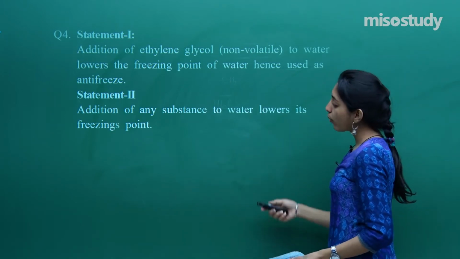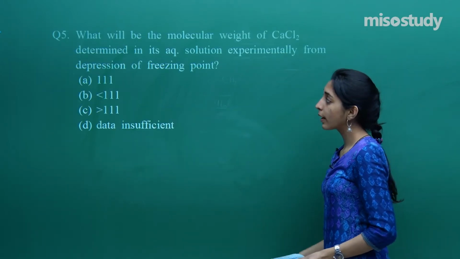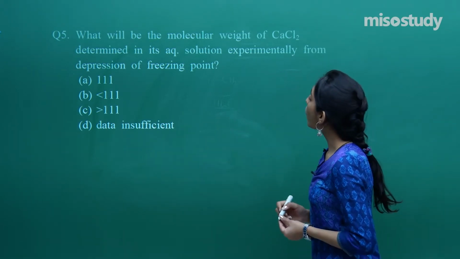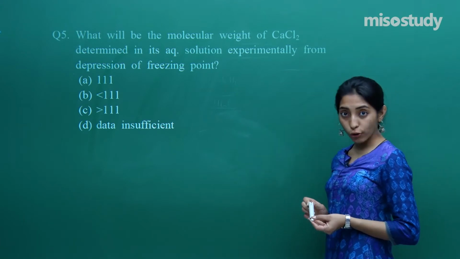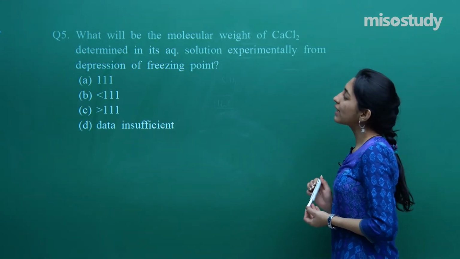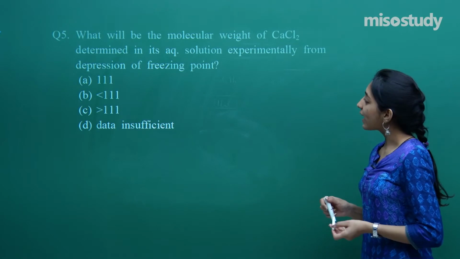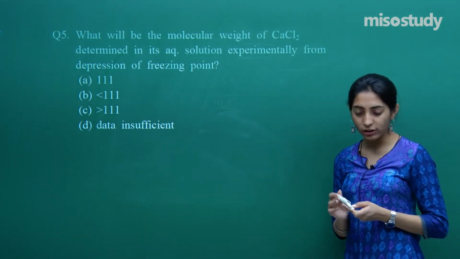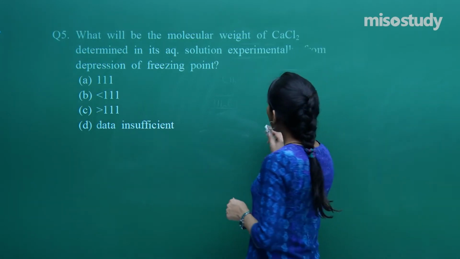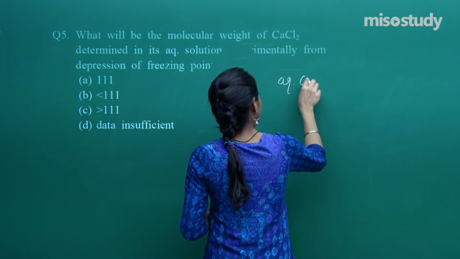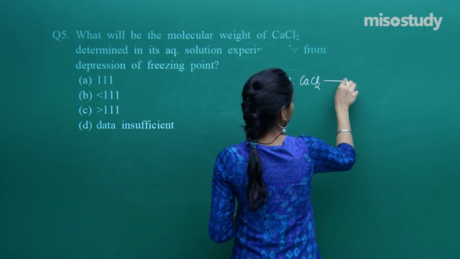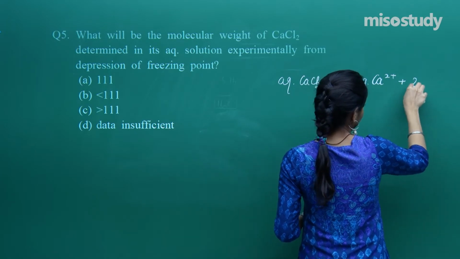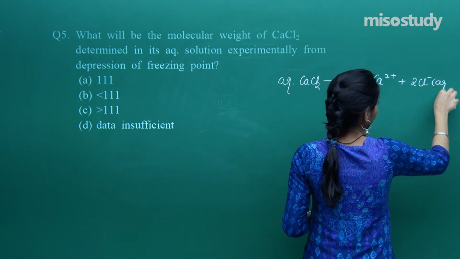Now let us move on to another question. The question is: what will be the molecular weight of calcium chloride determined in its aqueous solution experimentally from the depression of freezing point? That's really a good question. See, when you are taking aqueous calcium chloride, this is going to give you Ca2+ aqueous plus 2 times Cl- aqueous.